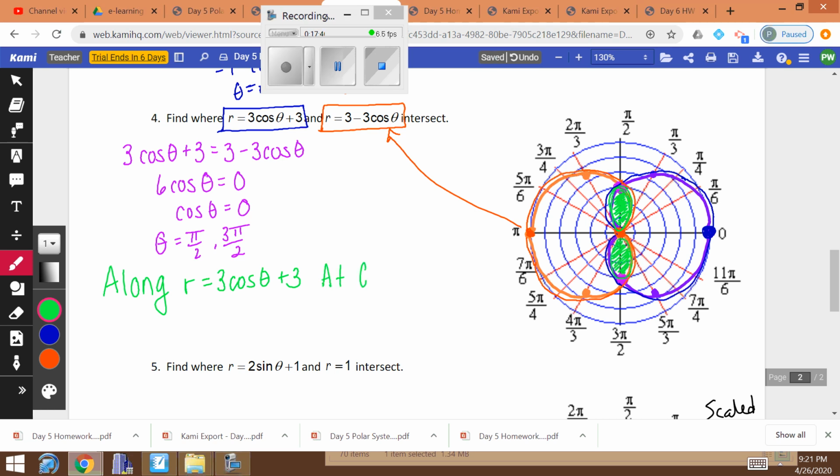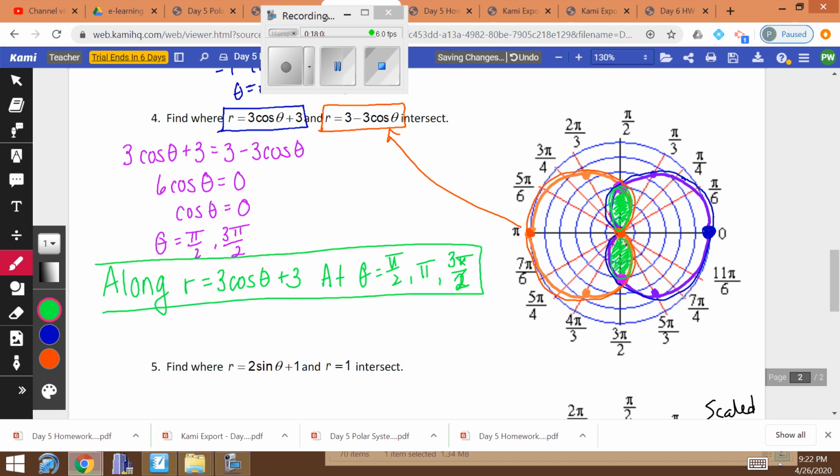At theta is, so again, it started over here at 0. It was at 6. Then it came around at pi over 2, and then at pi and 3 pi over 2. That says pi over 2 here. And that, again, really could be your answer. However, you could have picked the other one.